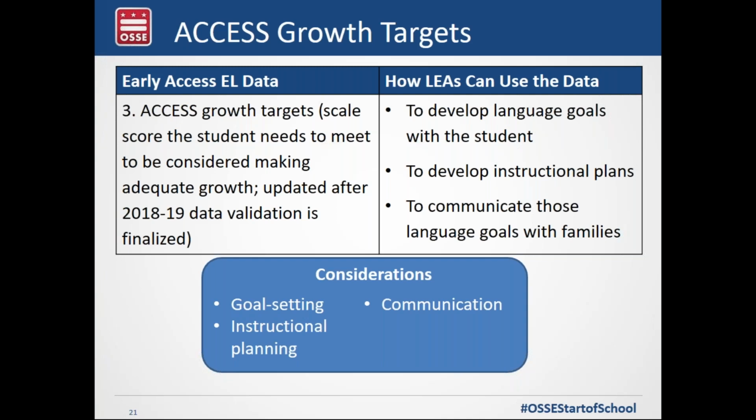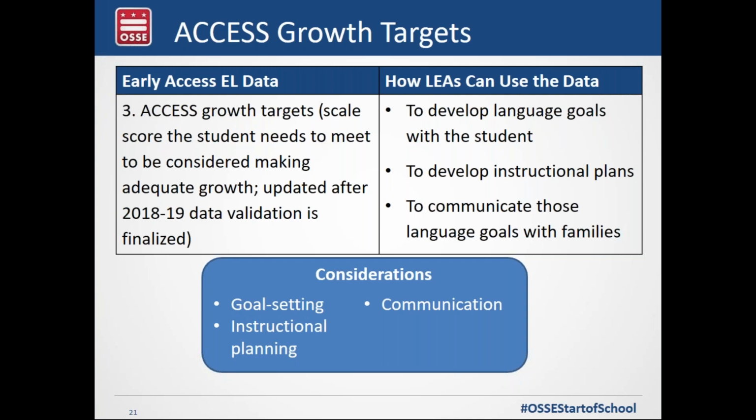So if you have a student who is coming into DC schools new and is being screened and therefore does not have an ACCESS score, for that student you will know their screener score. You will not have an ACCESS growth target for them because they haven't taken ACCESS yet. After the student takes ACCESS in the second half of the school year, that score will then be used to create this growth target. For students who have been in the English Learner program for more than a year, they will already have a growth target that's available in Qlik.